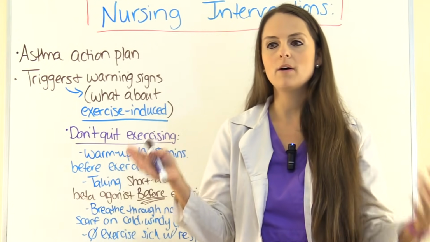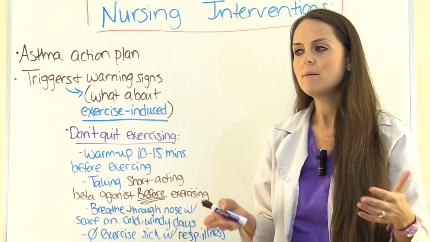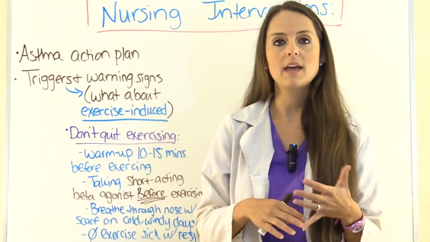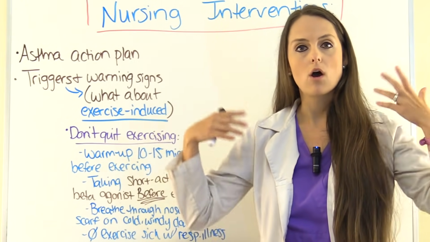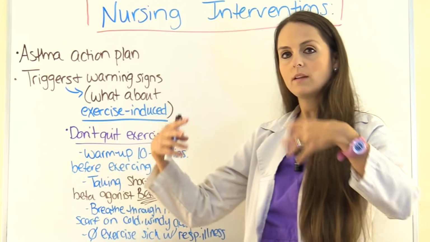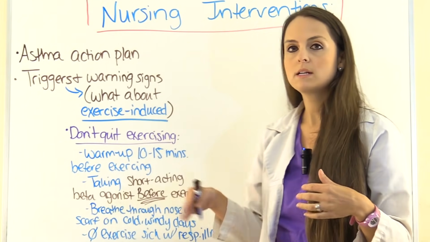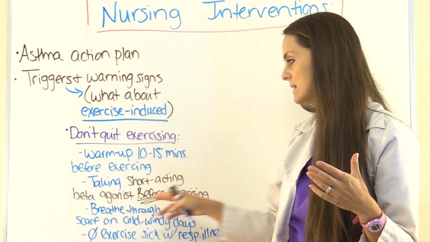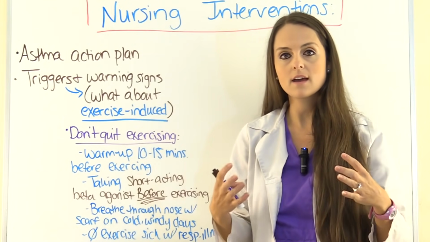However, you may be thinking, well, they can avoid pet dander, they can avoid pollen and all that stuff, but are they supposed to really avoid exercise because they have exercise-induced asthma? And the answer is no. They need to exercise. They don't need to quit, because exercising is good for overall health. So they can do some things that can help prevent an asthma attack from happening, like warming up 10 to 15 minutes before exercising. Also taking a short-acting beta agonist before exercising, so getting that bronchodilator in there.